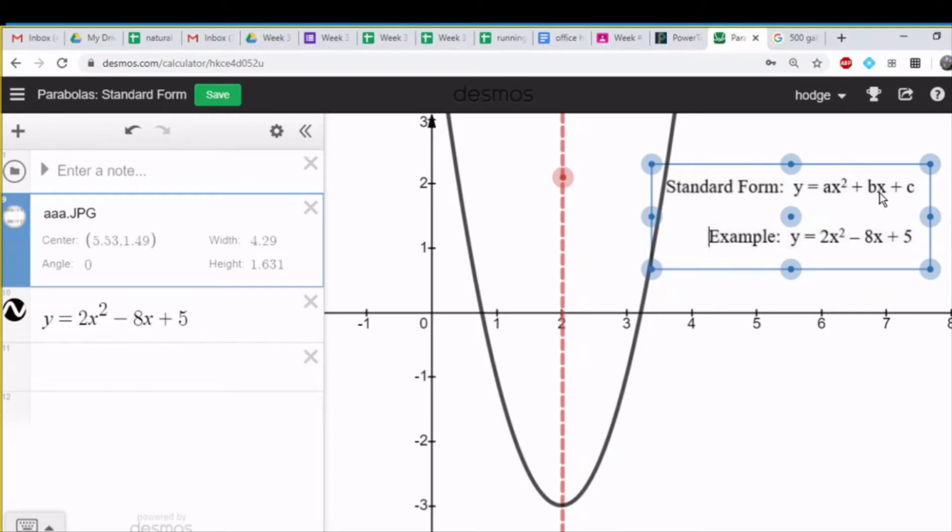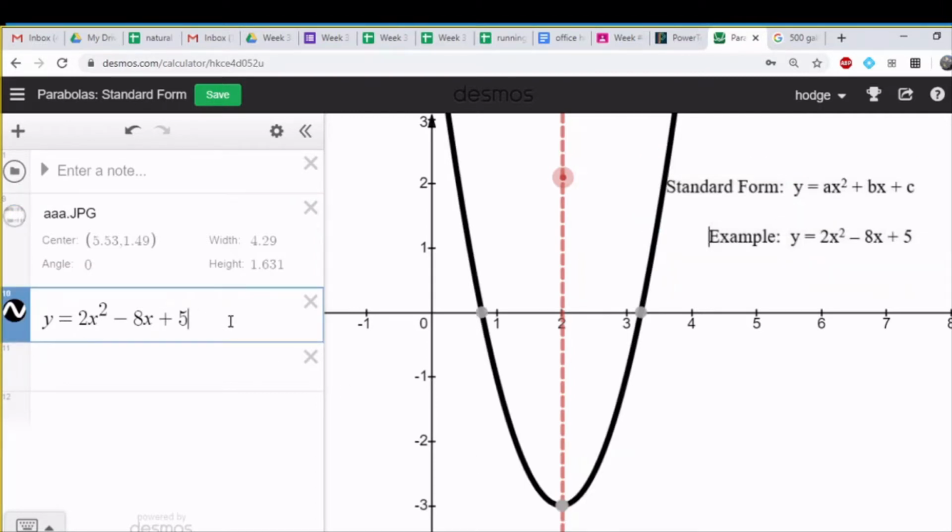The number that x is multiplied by we'll call b. In this case, -8 would be our b. And the c here is the number that's by itself, we'll call 5. Those numbers, the 2, the -8, and the 5, determine where that vertex is going to be. So let's see how those affect the vertex.